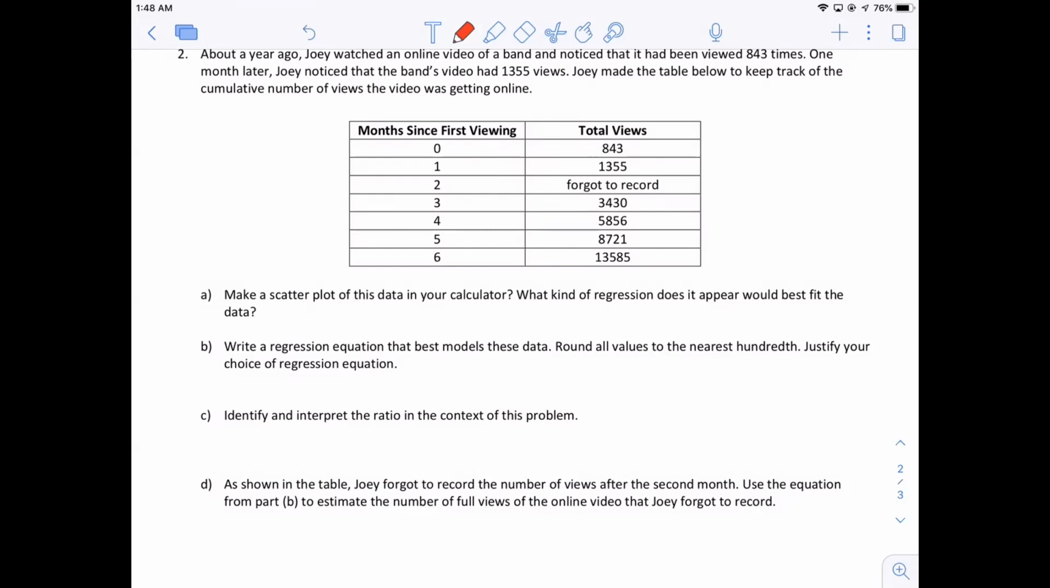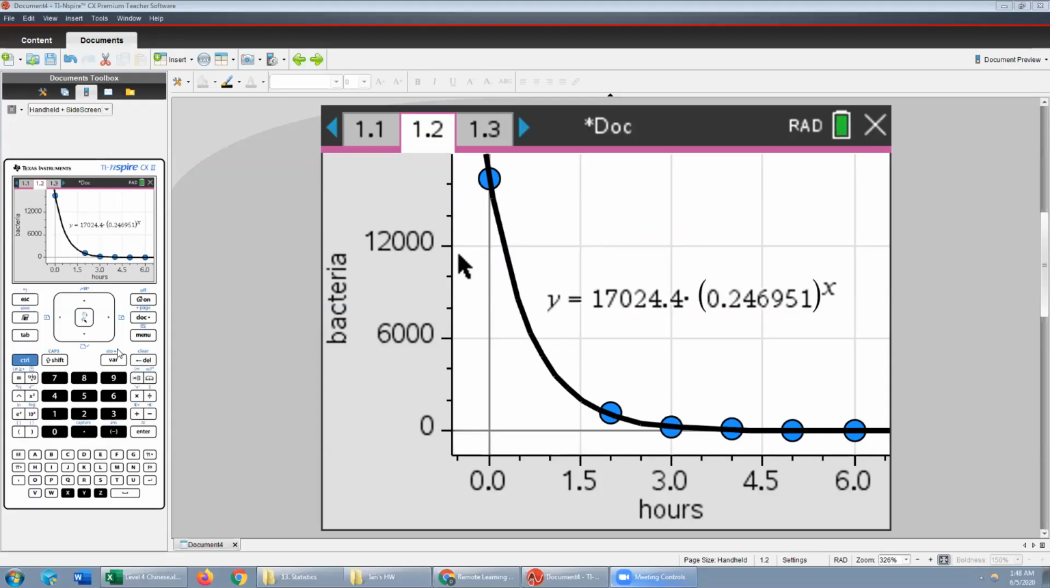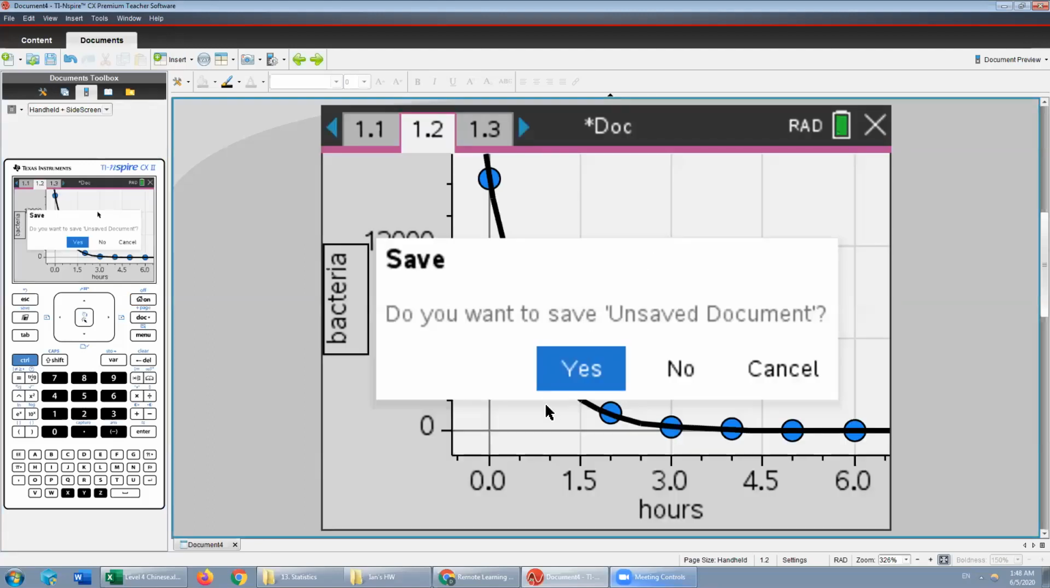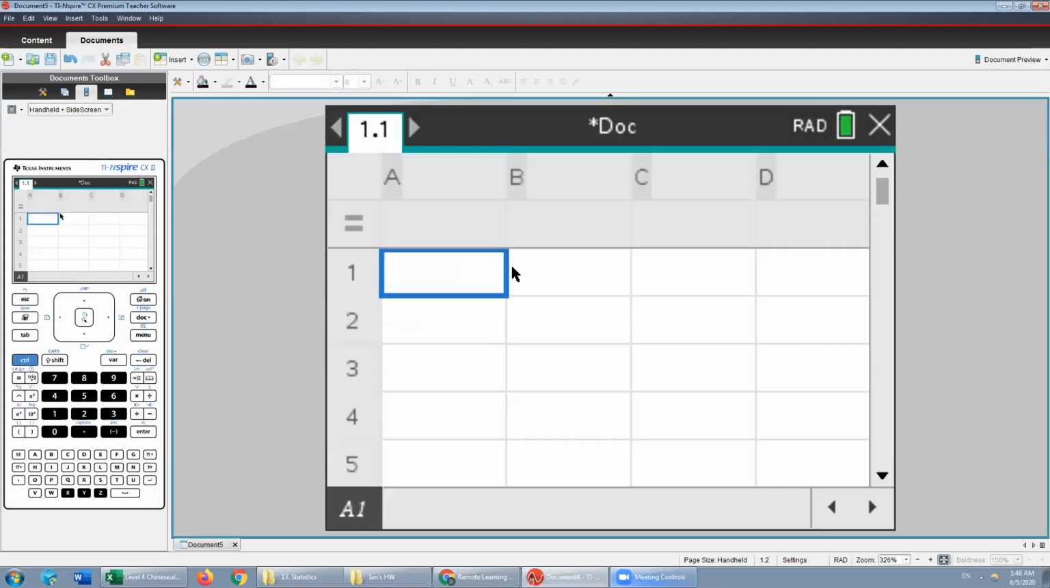So let me head back to the calculator one more time. All right, let's make a new document. Don't save. Add a spreadsheet.